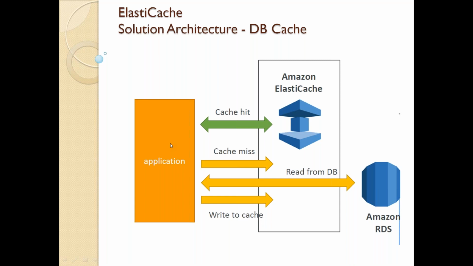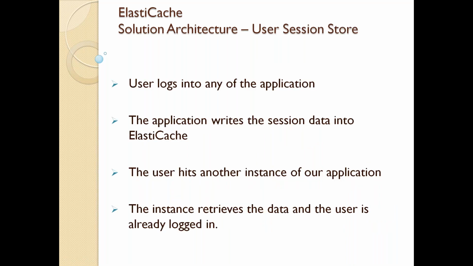Next time when somebody accesses the same data, it will be a cache hit. So this is a cache miss, this is a cache hit. What are you trying to do? You are trying to relieve the pressure on your RDS by putting some proxies and ElastiCaches here. There are two products, and you can also store your user session store data there.